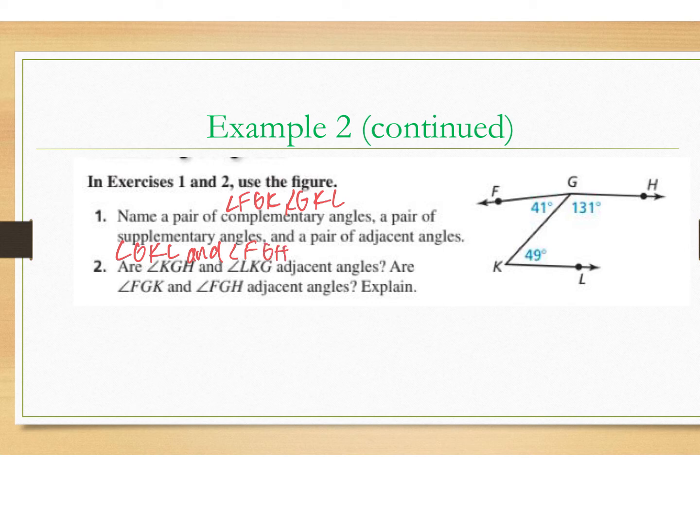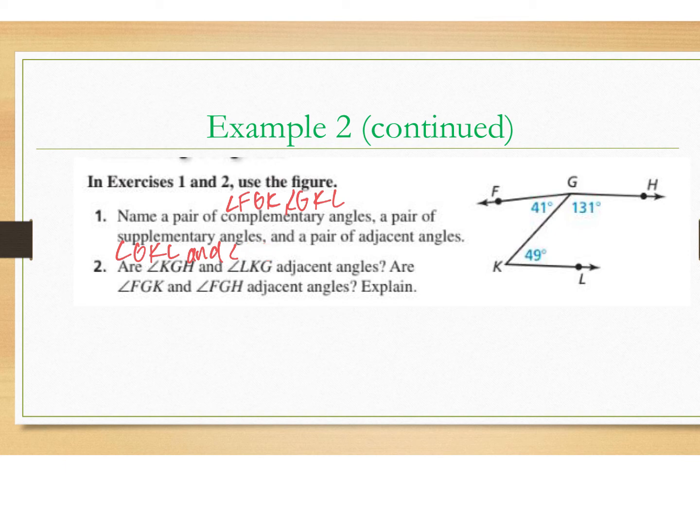What's the measure of FGH? No, it's not. It's bent a little bit. It's going to be 41 and 131, which would be 172, right? If we add 172 with 49, are we going to get 180 degrees? Uh-oh. Jaden, try to fix yours.